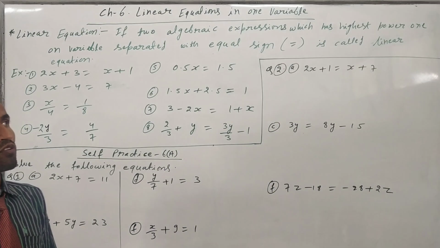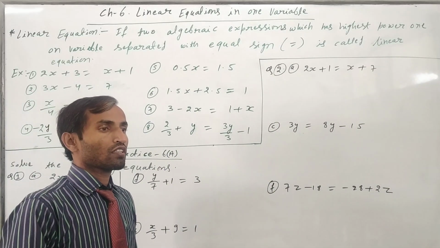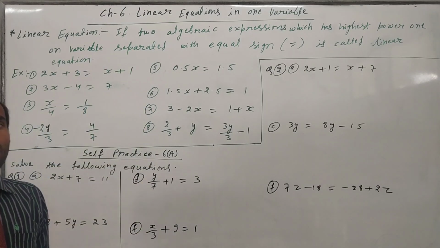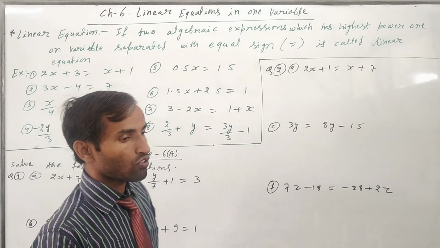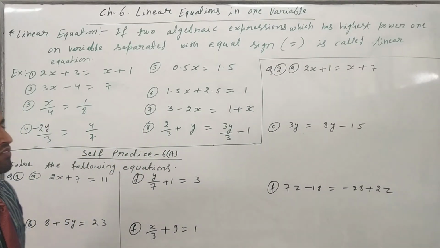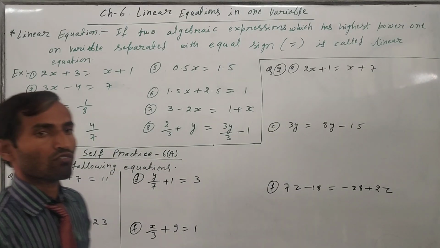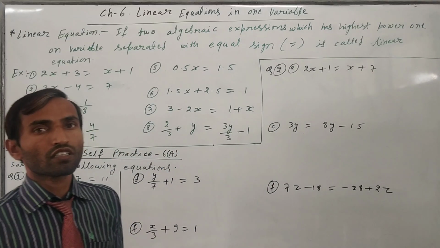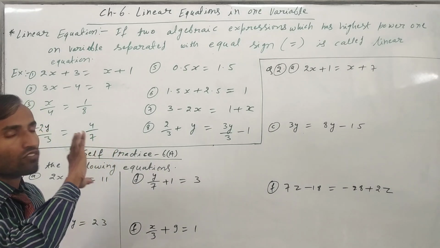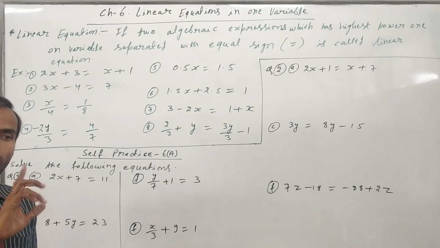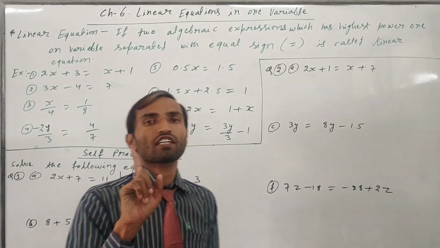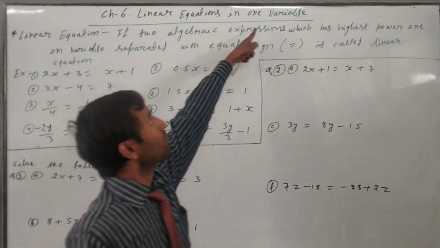Now we have to go to our next chapter, that is linear equation in one variable, chapter number 6. In this also, we have to relate it with algebra only, with variable and constant only. But in this we will come across highest power one only, meaning only one variable will come, either x, y, z, a, b, c, d, any one. For the whole expression only one variable will come. That's why I have written one variable.